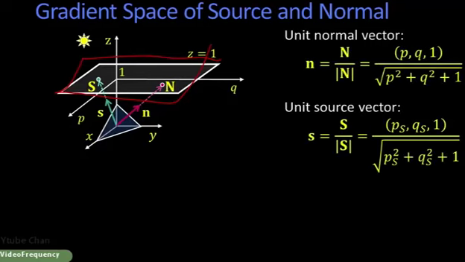So when I write that, I get the following, right? Remember we said that our unit vector n is just (P, Q, 1) divided by the square root of P squared plus Q squared plus 1. And likewise, the unit vector in the direction of the source is just (Ps, Qs, 1) divided by its magnitude. All right? So far, so good. So we have an algebraic representation of both of those normals.